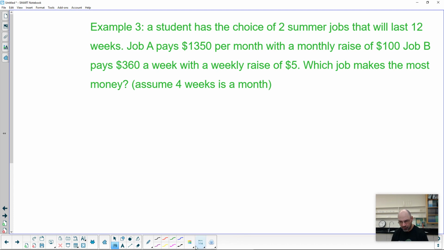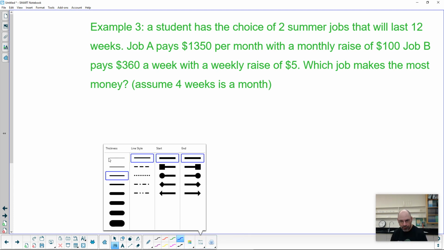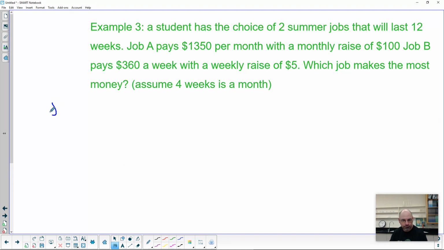Okay, so if I go job A, first month, $1,350. Then I'm going to get a raise in the next month. So that's going to be $1,450. There's 2 months used up. And the third month, because this is going to last 12 weeks, is going to be 3 months, assuming 4 weeks in a month. That's going to give you another raise of $100. And that's going to give us, not 16, pardon me, $1,550.